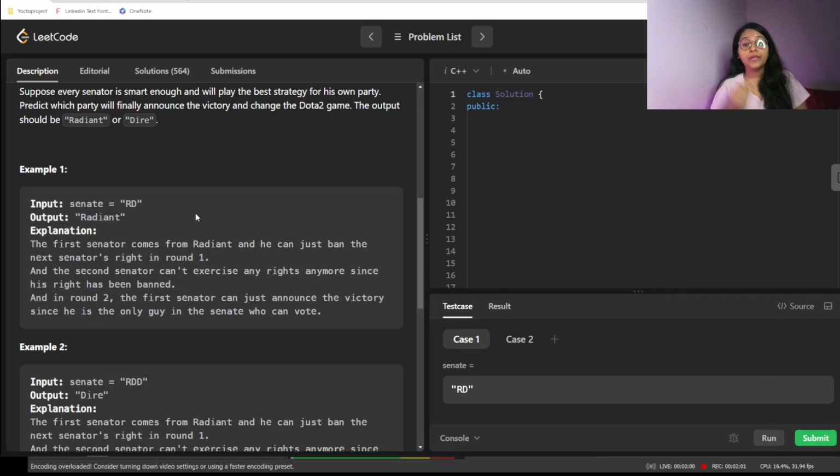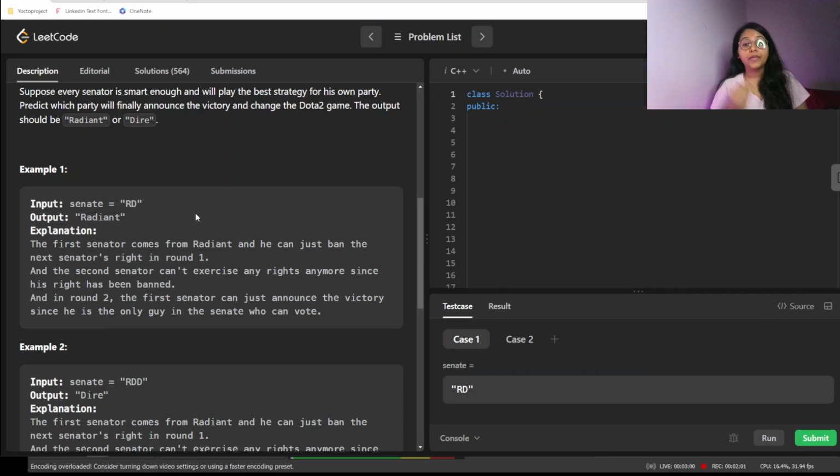Then when it comes to RDD, at the first moment Radiant can eliminate the voting right of a Dire senator, but that was just for that particular candidate. After that, the other Dire comes again, and until now we had Radiant, but Dire again comes up and has two chances, while Radiant has just one chance. Because of that, Dire wins. So like this, the whole question goes on.